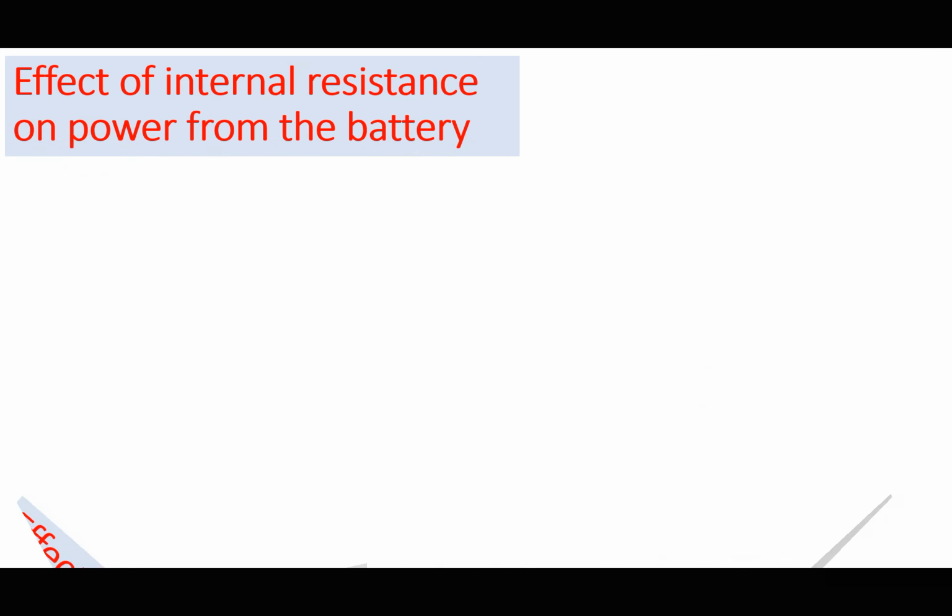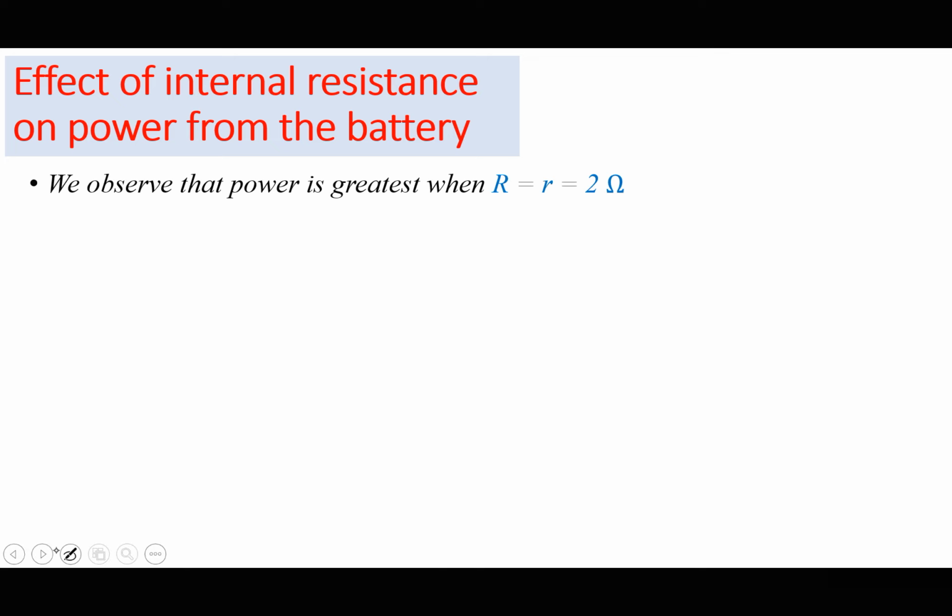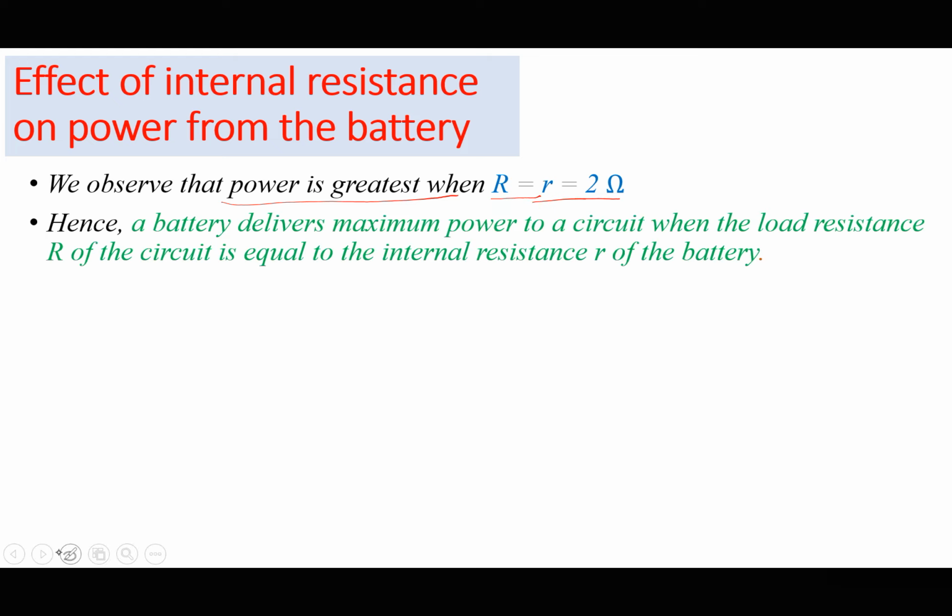So in a nutshell, we have observed that the power is greatest when capital R is equal to small r. It was equal to 2 ohms. Hence, we conclude that a battery delivers maximum power to a circuit when the load resistance R of the circuit is equal to the internal resistance small r. A battery delivers maximum power to a circuit when the load resistance of the circuit is equal to the internal resistance of the battery.